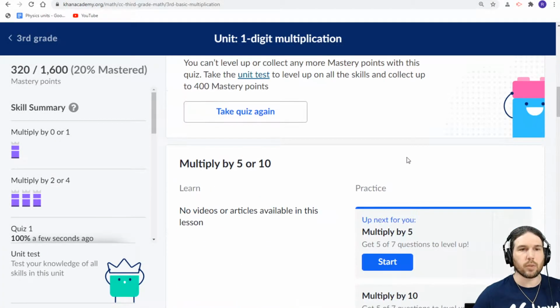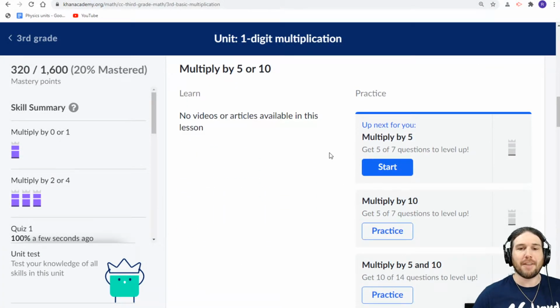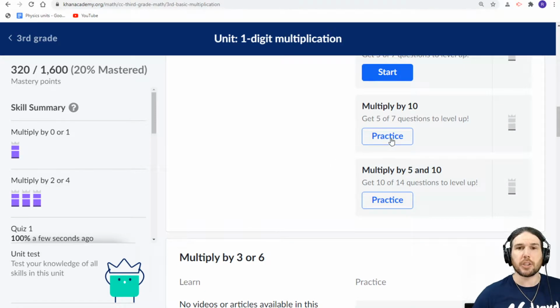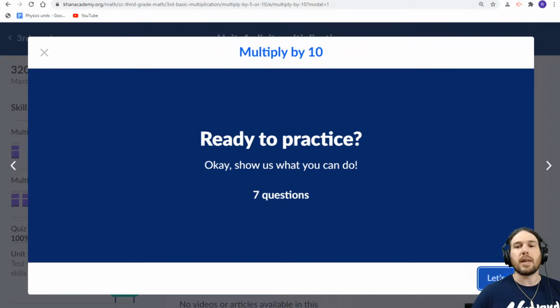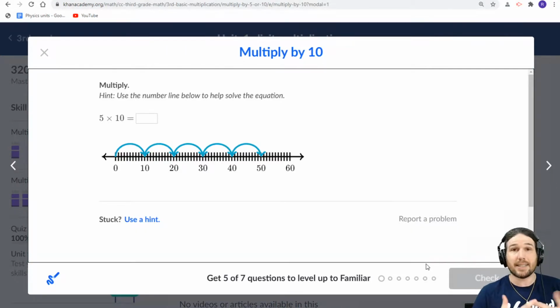All right, that was quiz 1. Now, multiplying by 5 and 10. I'm actually going to start multiplying by 10 because it's super easy. Because we have a base 10 system, multiplying by 10 literally just means moving the decimal point.